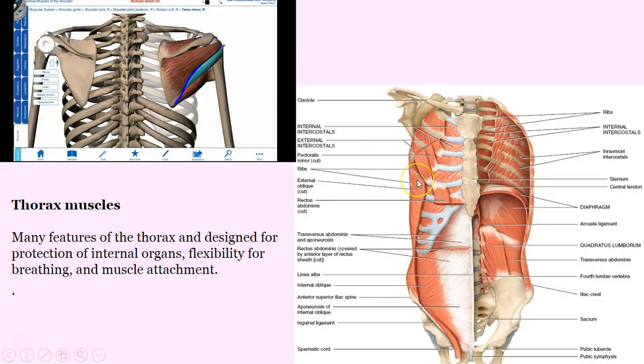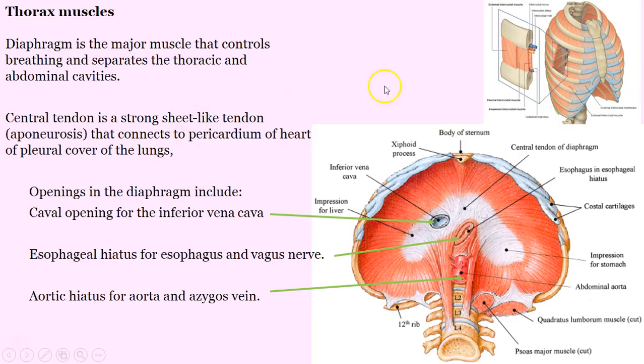So the neat thing about this region I'm talking about is the pressure. Many of the features in this part of the body cavity are involved in internal pressure, which is kind of bizarre. You don't have that in the legs and arms and the head. Diaphragm, major muscle that controls breathing and separates the thoracic and abdominal cavities. So here's the central tendon of the diaphragm. And here's some of the openings, like the caval opening for the inferior vena cava, esophageal hiatus for esophagus, and the aortic hiatus, of course, for the aorta and the azygous vein.